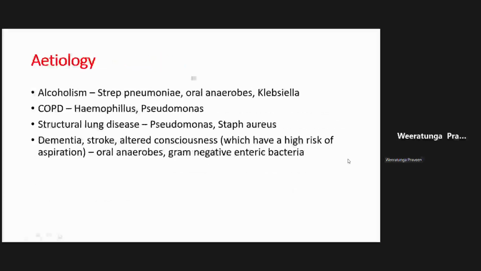So I have given you again here a list of organisms to bring out the important ones. Have a look at these before going to the MCQs. Related to alcoholism, the set of organisms in aspiration pneumonia is different. And I have given you here chronic lung disease, structural lung disease, where the organisms are quite different from the usual ones.